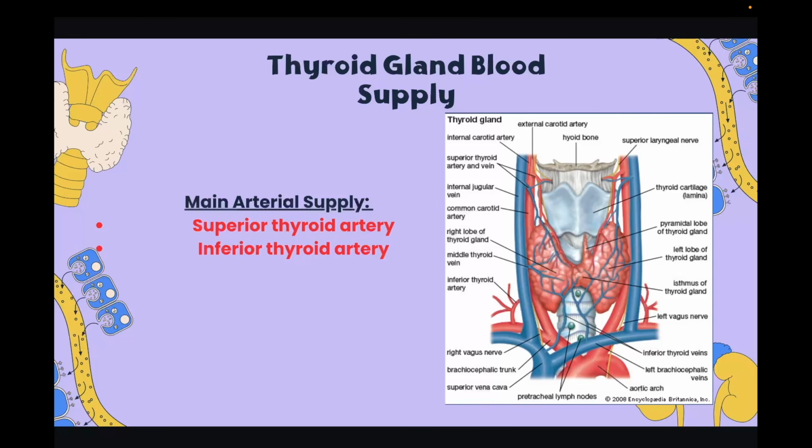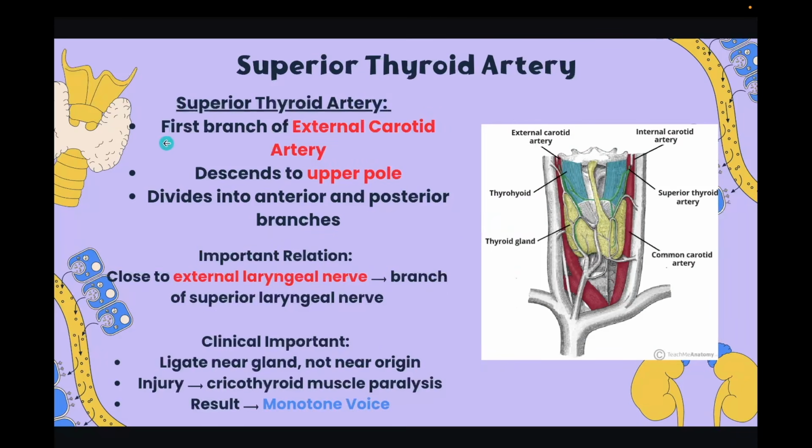Now coming to the blood supply of the thyroid gland. For the arteries, you have two main arteries supplying the thyroid gland: the superior thyroid artery and the inferior thyroid artery. The superior thyroid artery branches off the external carotid artery, as you can see here, and it supplies the upper pole of the thyroid gland.